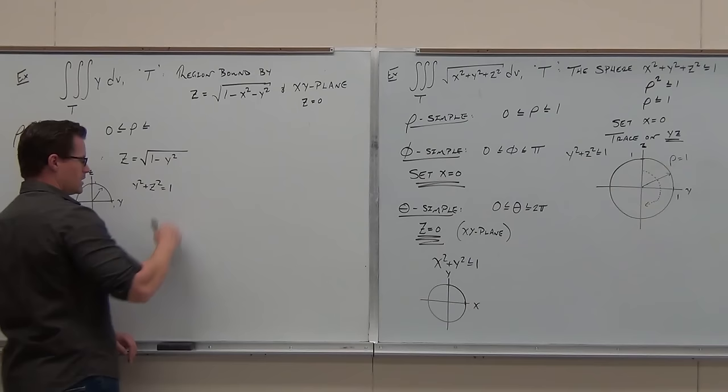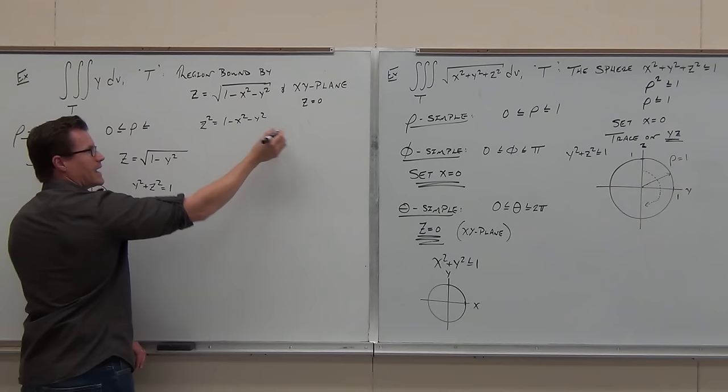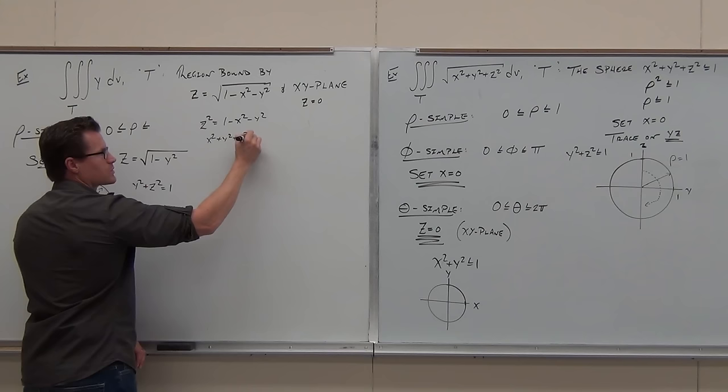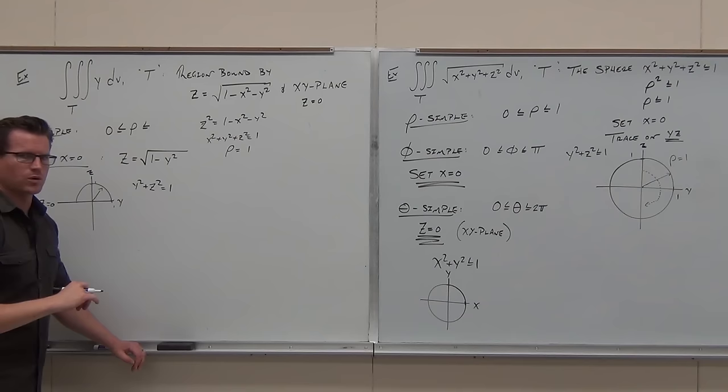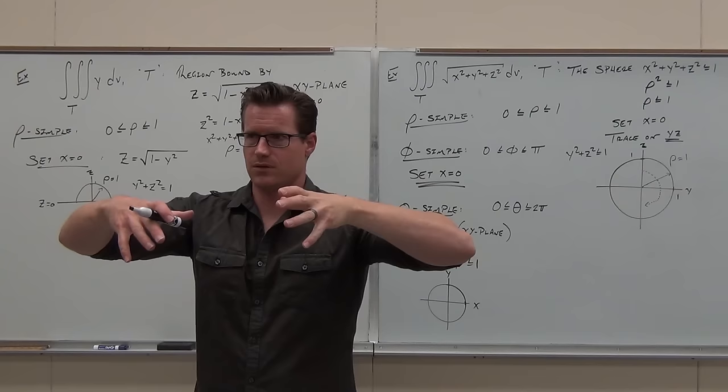Well, you take the whole thing, and you go, well, z squared equals 1 minus x squared minus y squared. Add everything over, besides the 1. x squared plus y squared plus z squared equals 1. Rho squared equals 1, so rho equals 1. This is rho equals 1. Rho is traveling from the origin, 0, to 1, and that's hitting the surface of that half sphere. Show of hands if you feel all right with that one.